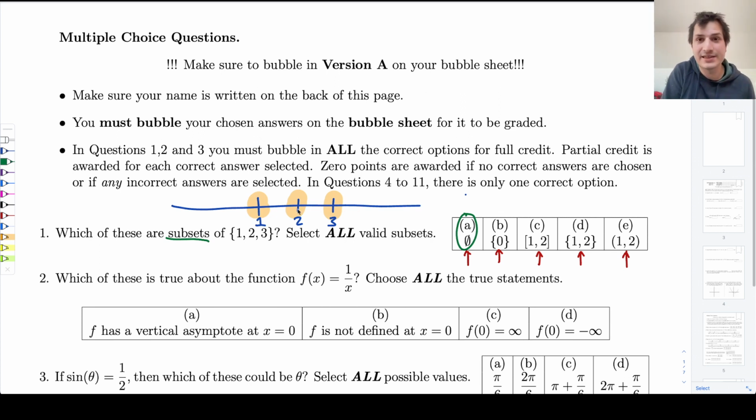B is the number 0. The number 0 is not contained here. Number 0 is off over here. So the number 0 is not part of 1, 2, 3. So that's wrong.